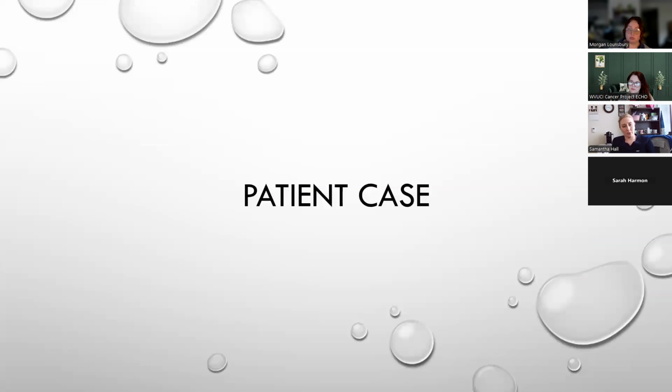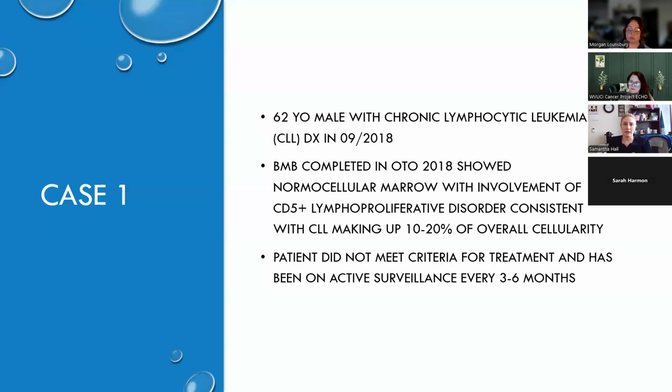This is a guy I actually put on trial not that long ago, and it's been an interesting one because I haven't put anyone on this trial before. So this is a 62-year-old male who was diagnosed with CLL in 2018. He had a bone marrow biopsy completed at the time that showed that CLL was comprising about 10 to 20% of his overall cellularity in his marrow. He didn't meet any of the criteria at the time for CLL.